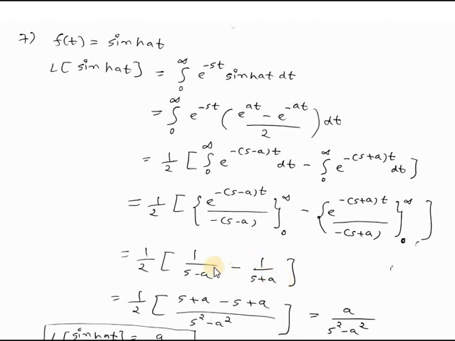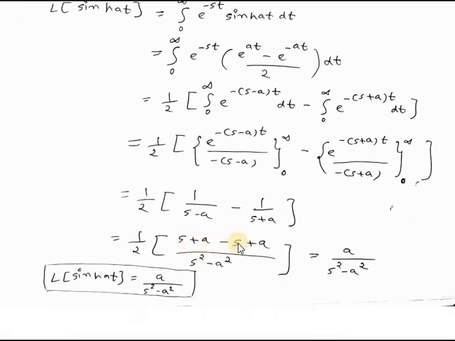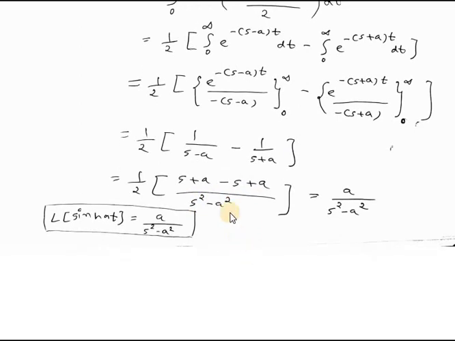So if we simplify this, then it will be (s plus a minus s plus a) divided by (s minus a) into (s plus a), which can be written as s square minus a square. Here s cancels out, so a plus a is 2a and 2 also cancels out. So the final answer will be a divided by s square minus a square. Therefore, Laplace transform of sin hyperbolic at is given by a divided by s square minus a square.